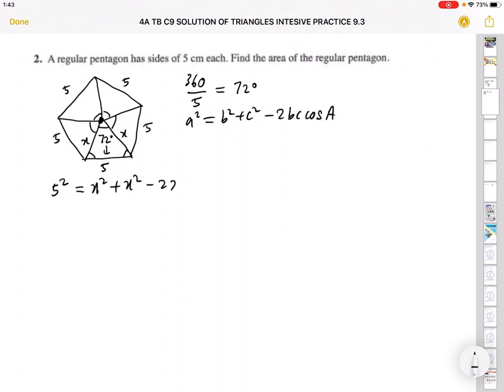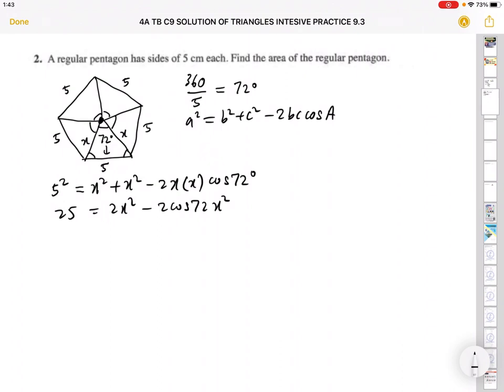Now your BC and AB are both x, and the cos of the angle between is 72. Now 5 squared is 25, no problem. This is 2x squared. Now this is a little bit annoying because if I leave it in decimal, make sure you give more decimal points, because what I found is that when you use fewer decimal points, your answer may not be the same as the answer given in the textbook.